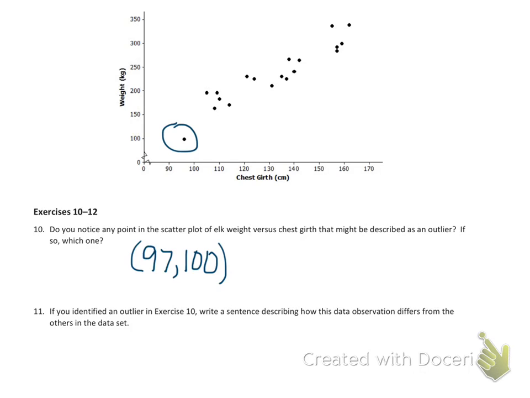If you identified an outlier in exercise 10, I'm looking at 11, write a sentence describing how this data observation differs from the others in the data set. You could say something to the effect of, it describes a much smaller elk than the other data points, and that it's smaller in both weight and chest girth. So it's just quite a bit smaller than that.